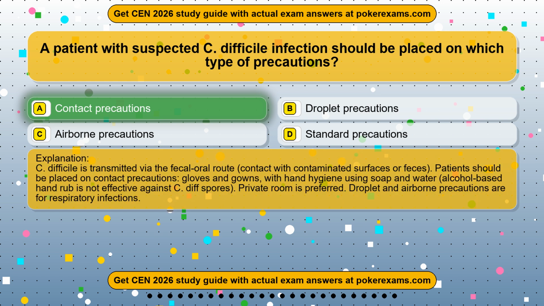C. difficile is transmitted via the fecal-oral route, contact with contaminated surfaces or feces. Patients should be placed on contact precautions, gloves and gowns, with hand hygiene using soap and water. Alcohol-based hand rub is not effective against C. diff spores. Private room is preferred. Droplet and airborne precautions are for respiratory infections.